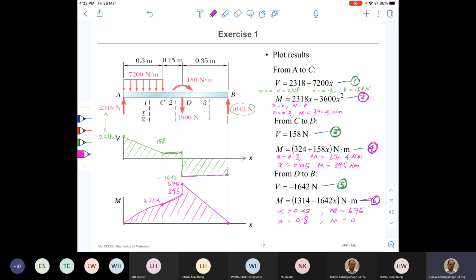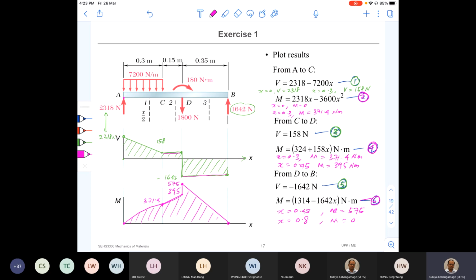Now, the method that we have used up to now, the method of section, is really cumbersome and difficult when it comes to a complicated load case, a beam with many different loads or many discontinuities. In this case, we had to write 6 equations. If there's another load, we have to write 8 equations, sometimes 10 equations. As a method, it is very straightforward and the chance of making mistakes is less, but it is time consuming.